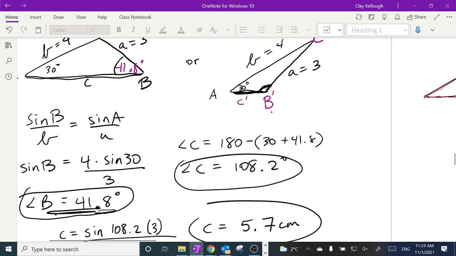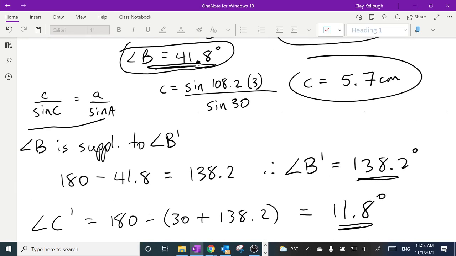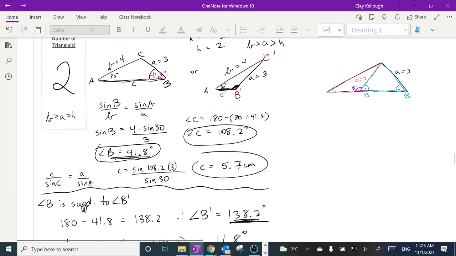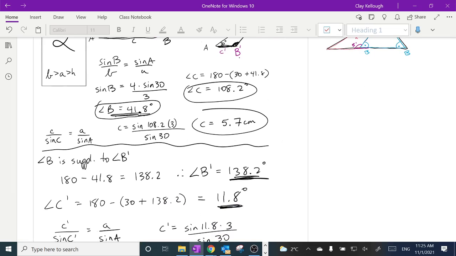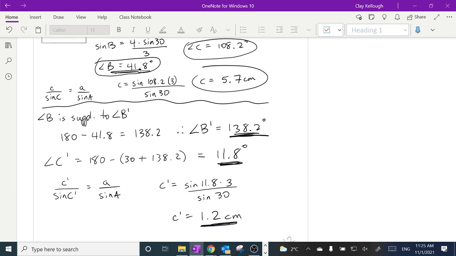So that's why I started off solving the second triangle by exploiting that fact. I took the 41.8 I got the first time I solved B, I subtracted it from 180, and there's my other angle B, which I call B primed. So that gave me this angle here, and then the 180 trick gives me this angle C, which again I'm calling the other angle C, so I called it C primed. So that was 11.8. And then I used the same method I used to find side C to find the other side C, which turned out to be this really skinny little 1.2. All right.